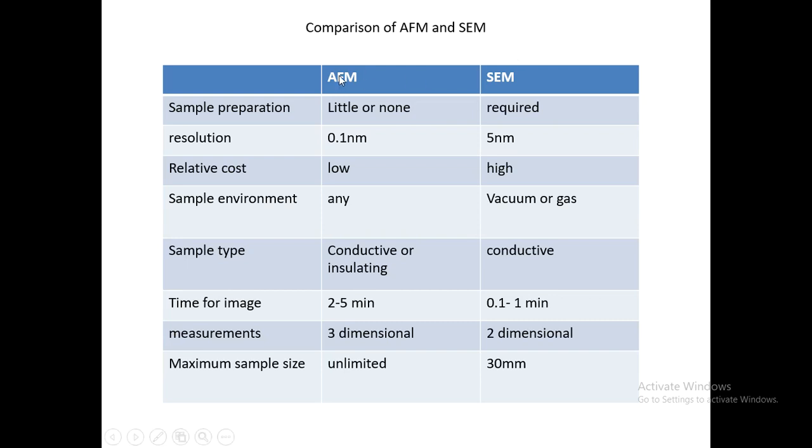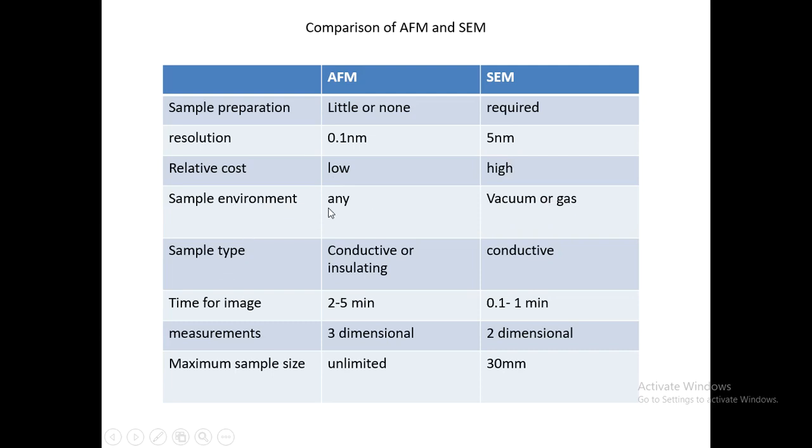When we compare the two, we use these parameters. First, sample preparation. For AFM, it is not necessary to do any sample preparation, whereas for SEM, sample preparation is required. The resolution of AFM is around 0.1 nanometer, whereas in SEM it is 5 nanometers. Relative cost: AFM is low, whereas SEM is high. The sample environment in which AFM works can be any environment, whereas SEM must operate in a vacuum or a gas chamber.